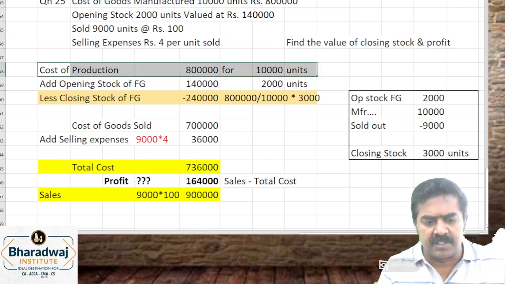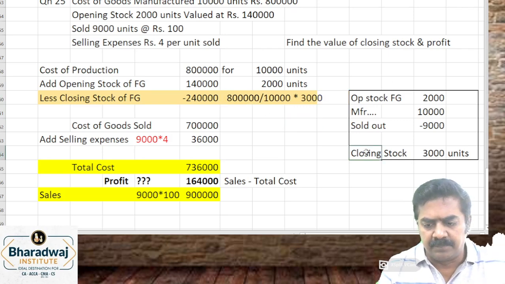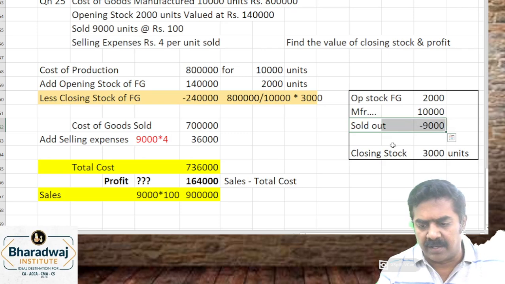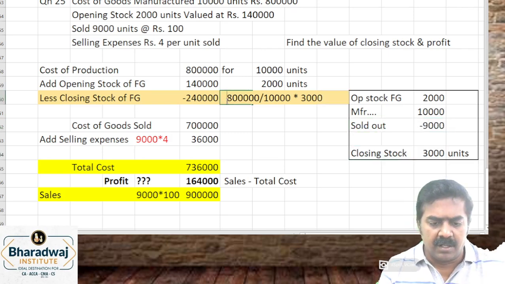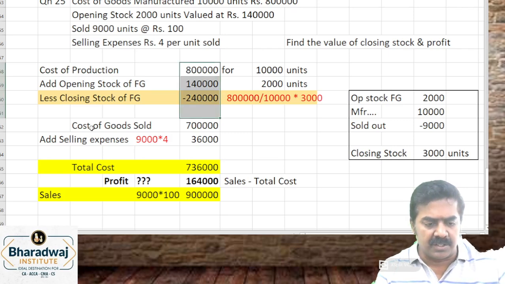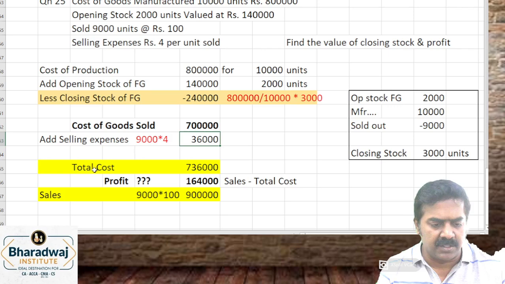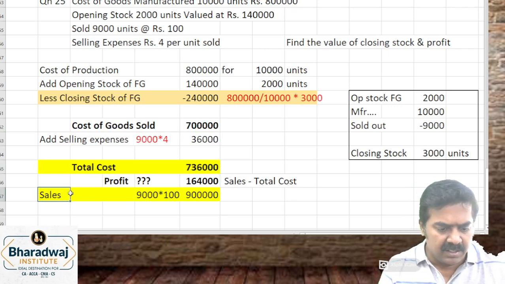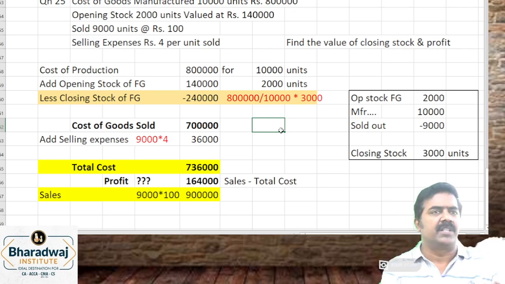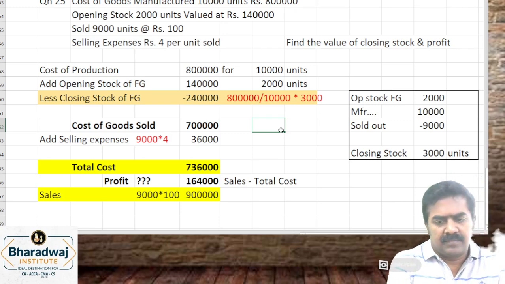I repeat, cost of production is given to us, opening stock is given to us, closing stock of finished goods we value. How do we value? Simple. If opening stock was 2,000 units, manufactured is 10,000, sold out 9,000, now closing stock will be 3,000 units. How to value? 8 lakh is the value for 10,000. What is for 3,000? 2 lakh 40. We get cost of goods sold. Then add selling expenses, 4 per unit sold, 36,000. Total cost is 7 lakh 36,000. Sales 9,000 units at the rate of 100. Profit is a balancing figure. At foundation level, they may not go this much, but still we should be prepared to take this up.